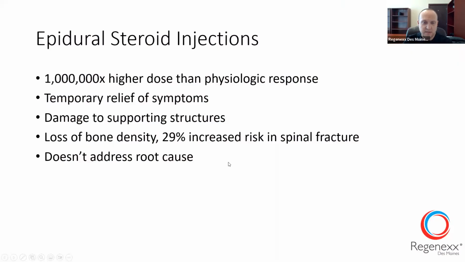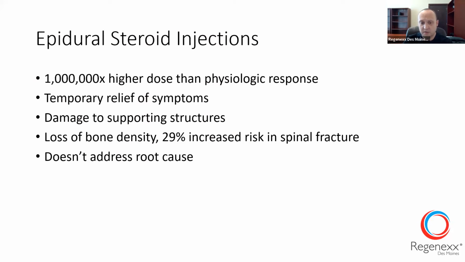We talk a little bit about steroid injections as well. There are obviously concerns with that. Our body naturally makes steroid in response to stress. And when you have a dose of steroid that you get from, again, like an epidural steroid injection, it's about 1 million times what your body normally makes. So it's an incredibly high level. And it does work temporarily.